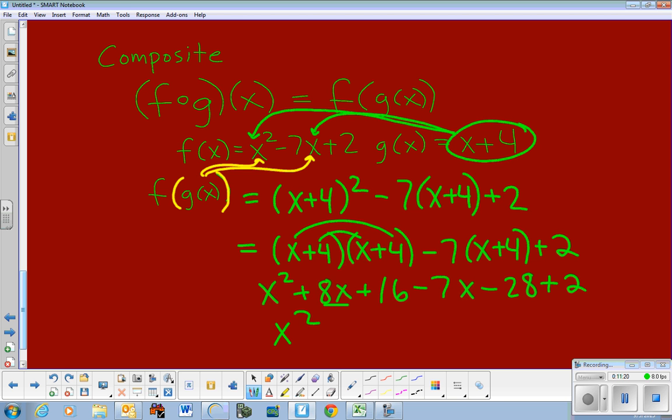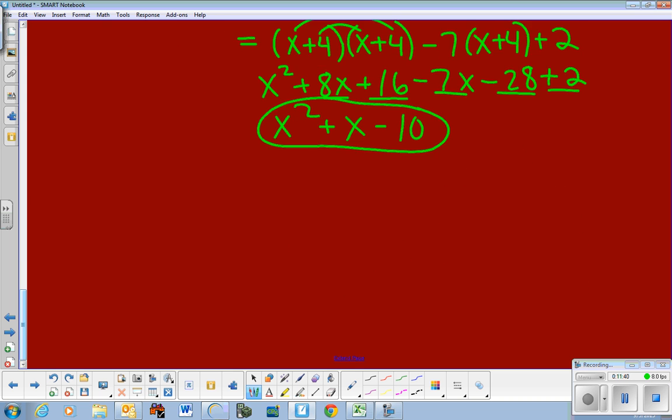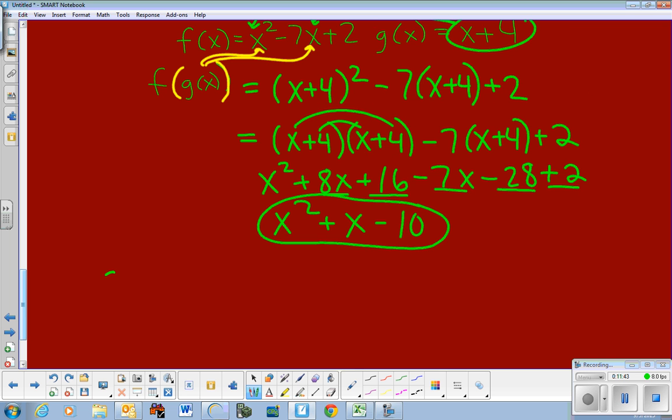X squared, 8x minus 7x is 1x. And 16 minus 28 plus 2 would be 18 minus 28, which is negative 10, I think. So there you go. That's f of g of x, x squared plus x minus 10. So what's f of g of 3? Well, take f of g of x and substitute in 3 for x. 3 squared plus 3 minus 10. That's 9 plus 3 is 12, minus 10 is 2. So that's how you would do something like f of g of 3.